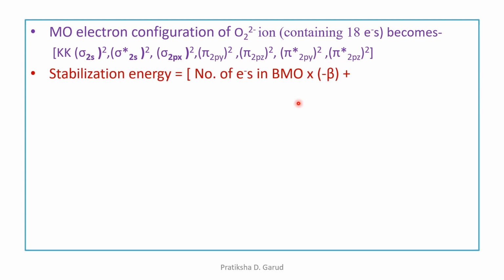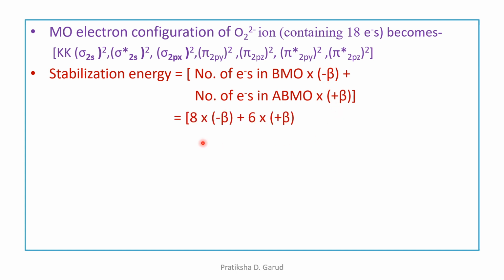So based upon this, the stabilization energy, which is equal to number of electrons in BMO into minus beta plus number of electrons in ABMO into plus beta, becomes 8 into minus beta plus 6 into plus beta, which is equal to minus 2 beta, right? So we can say that there is a decrease in stabilization energy.